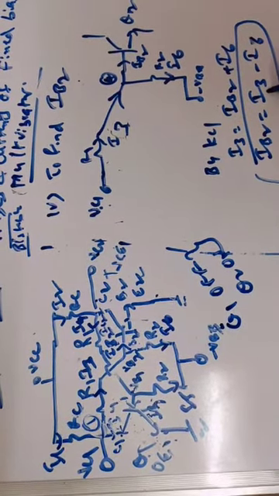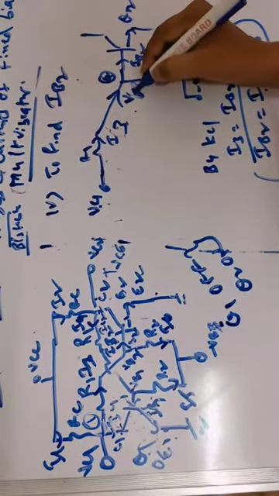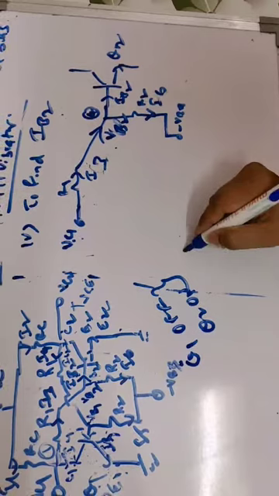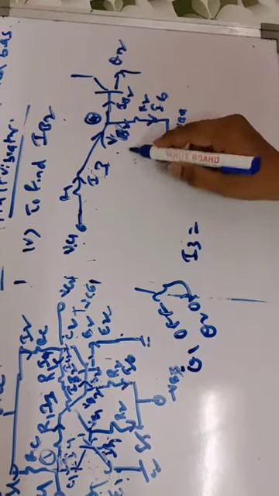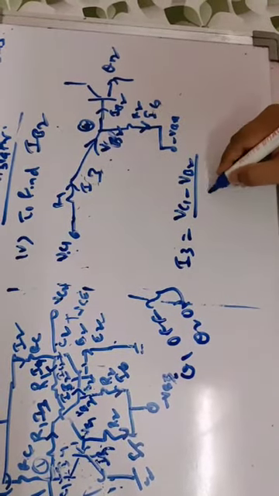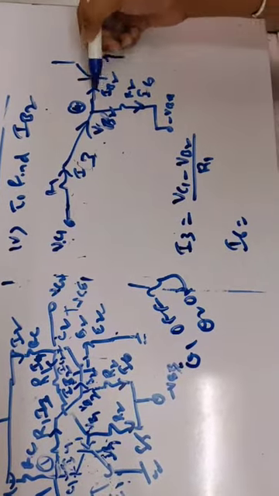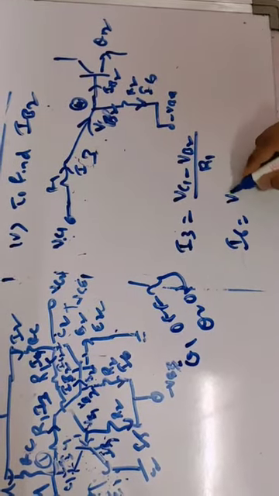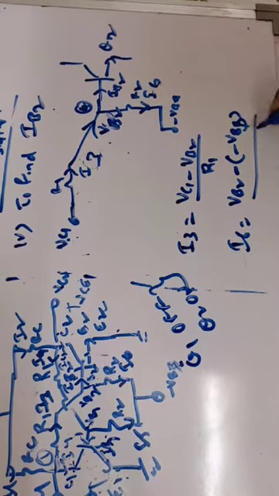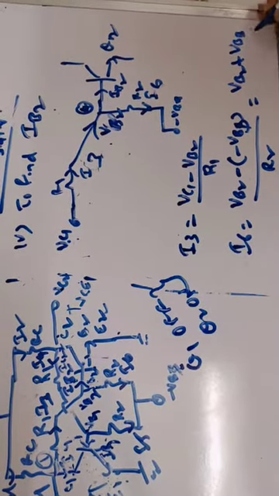Now we need to analyze I3 and I6. The potential at this point is VB2. I3 is the potential difference divided by resistance: I3 is equal to (VC1 minus VB2) divided by R1. Similarly, I6 is the higher potential minus the lower potential, that is VB2 minus (minus VBB), divided by the resistance R2. So I6 is (VB2 plus VBB) divided by R2.